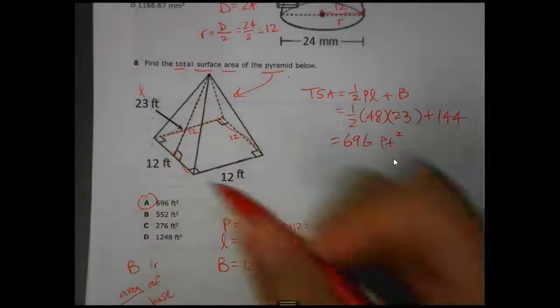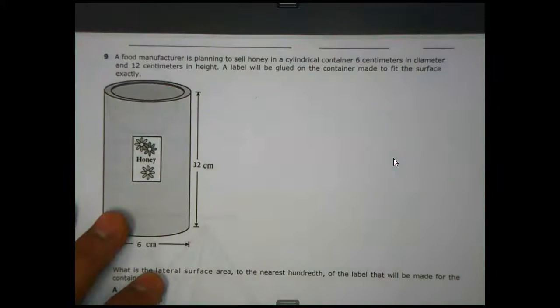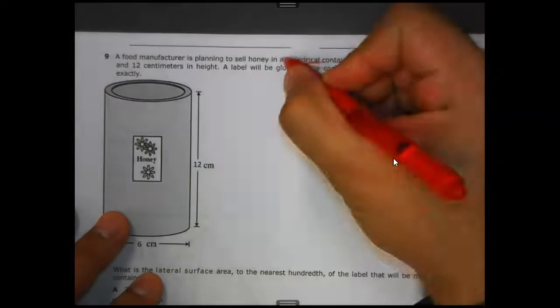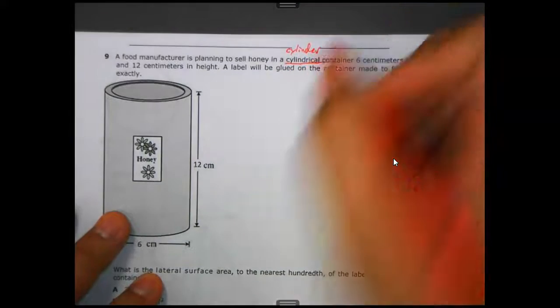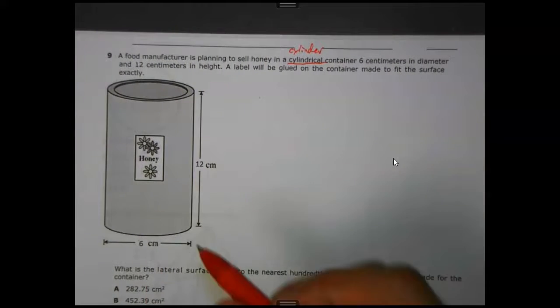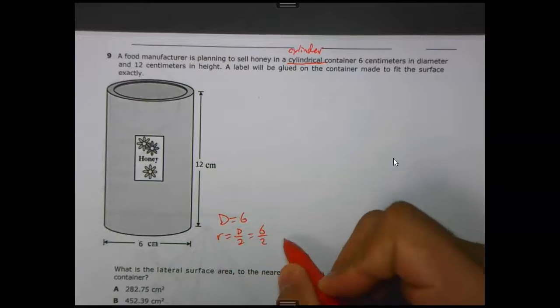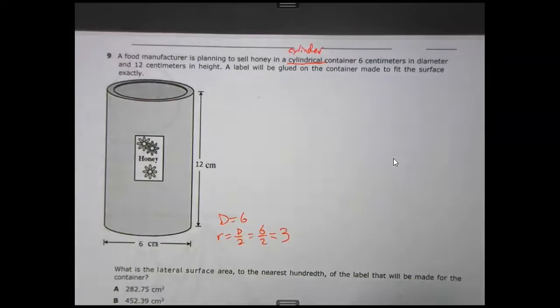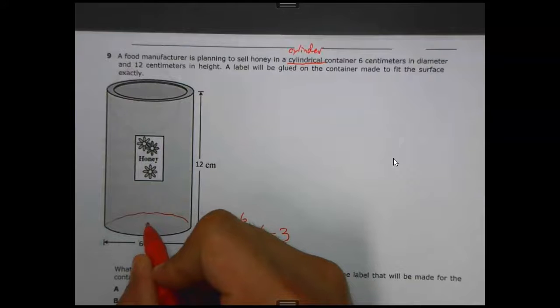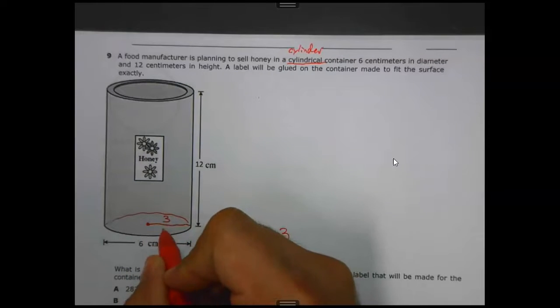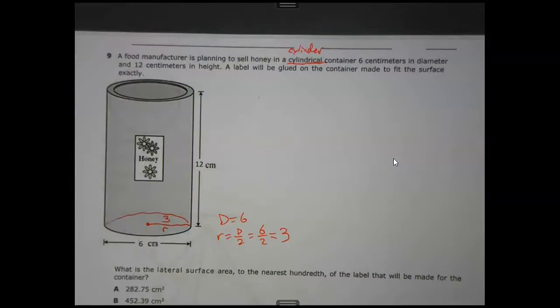So, letter K. Cool. All right, moving on to number 9. A food manufacturer is planning to sell honey in a cylindrical container, which is a cylinder, right? 6 centimeters in diameter. If D equals 6, then the radius is D over 2. 6 over 2. What's half of 6? 3. So when we're talking about this bottom circle, from the center to the edge, the radius is 3. You have to cut the diameter in half if it's all the way across.